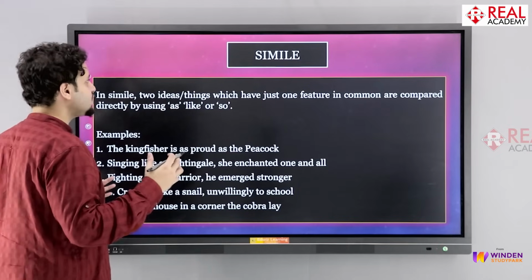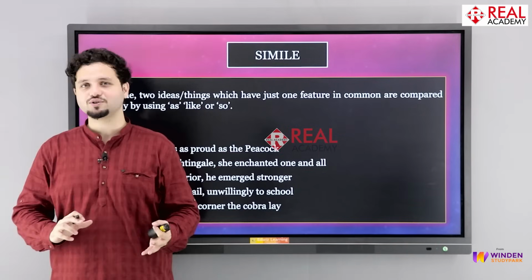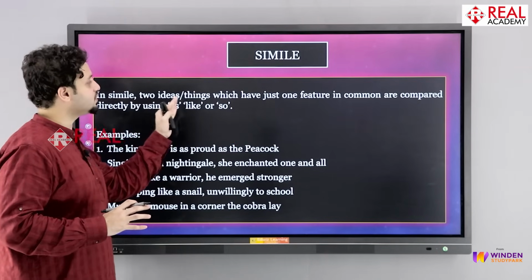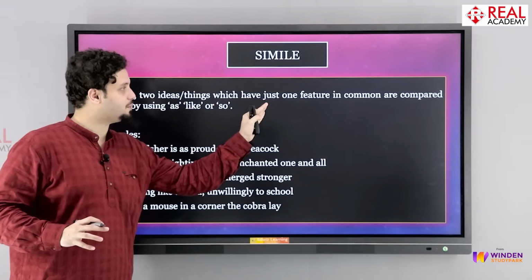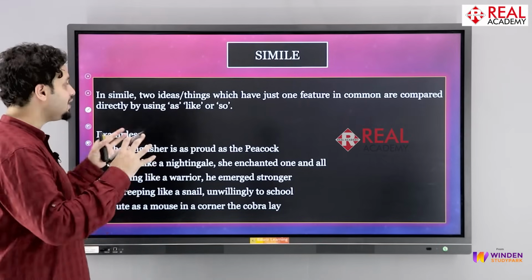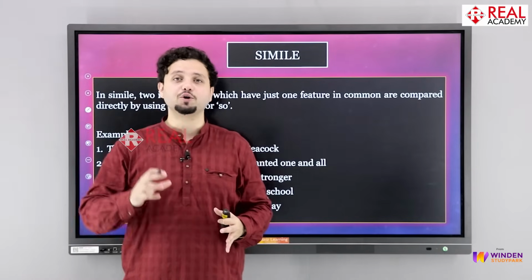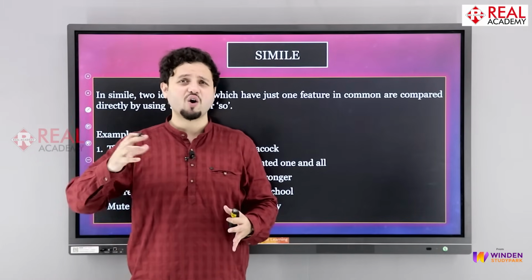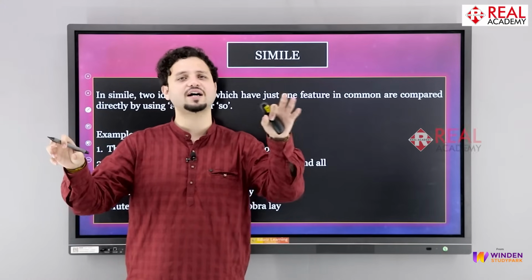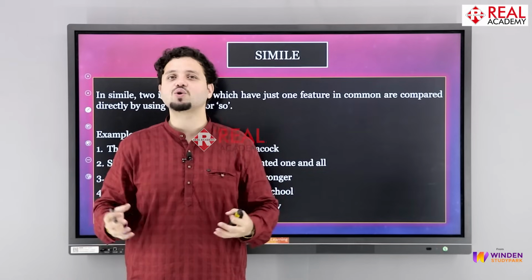Let us try to understand the first figure of speech, called simile. It is not smiley, my dear students, it is simile. Now what is simile? In simile, two ideas or things which have just one feature in common are compared directly by using as, like or so. When we compare two objects, or two people, or more than two such objects, things, or people, that is called simile.